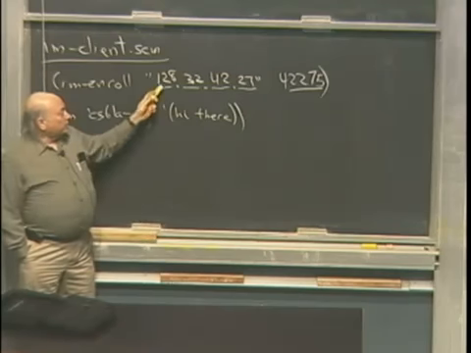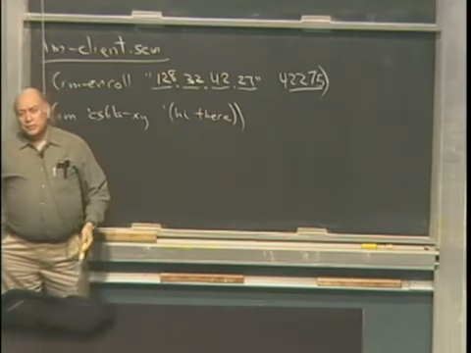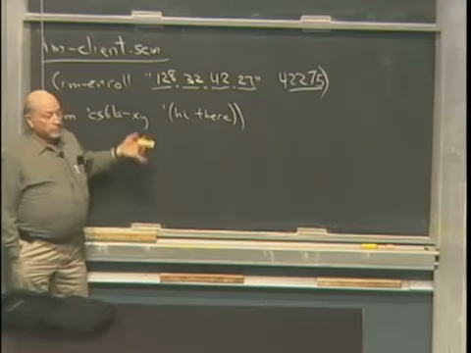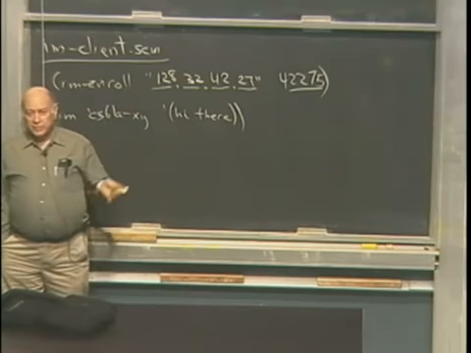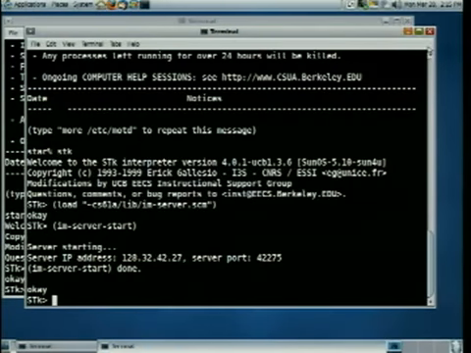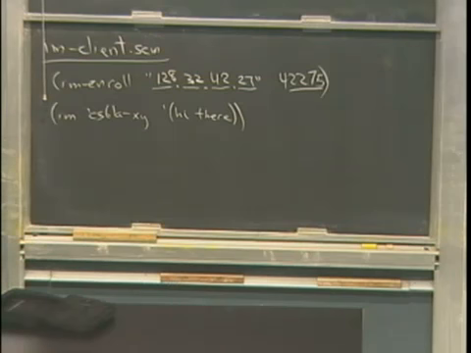So 128.32.42.27 is the internet address of star.cs, the instructional server on which we work in the lab. 42275 is just an arbitrary number that the operating system picked for our use as a port number.